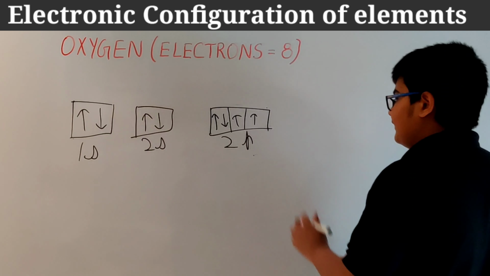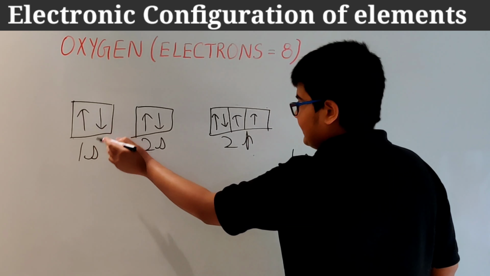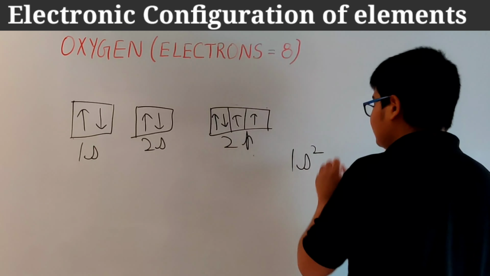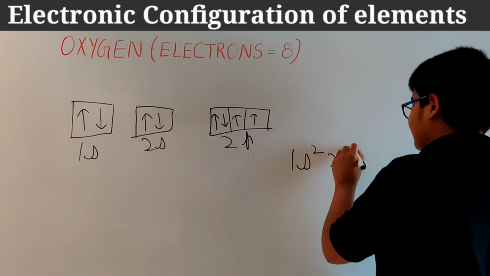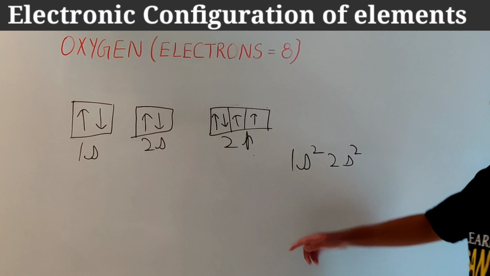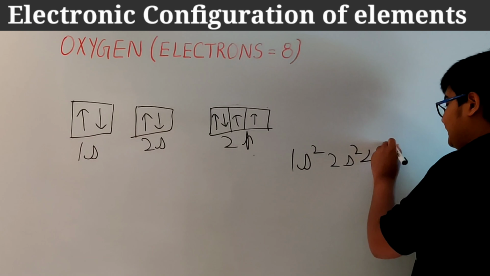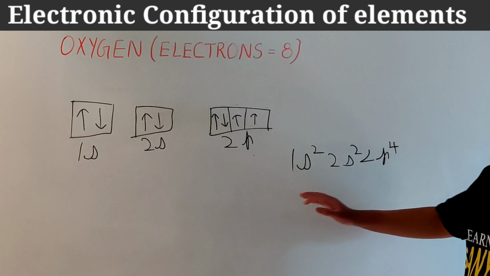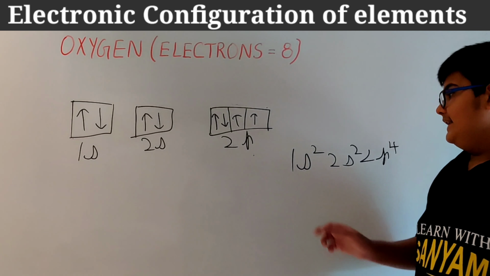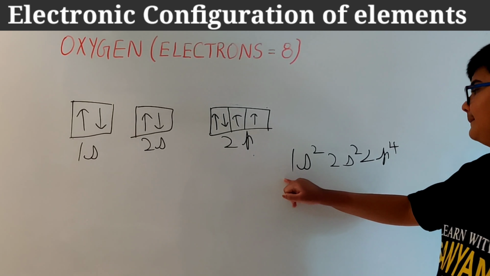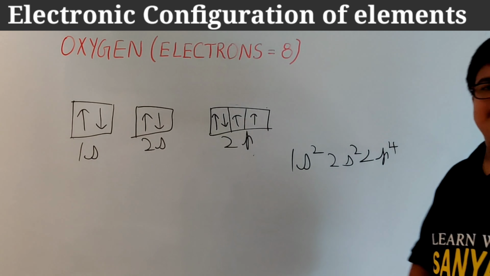So the electronic configuration becomes 1s, as there are 2 electrons in the 1s orbital, so 1s2. Now 2s, again there are 2 electrons in the 2s orbital, 2s2, and as there are 4 electrons in the 2p orbitals, so 2p4. So the electronic configuration becomes 1s2, 2s2, 2p4. So we just write the shell number, the subshell name, and the number of electrons in that subshell.